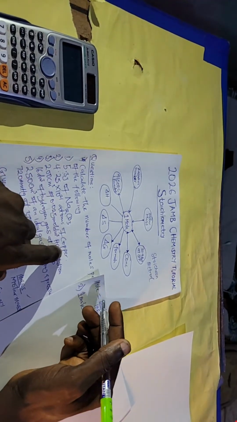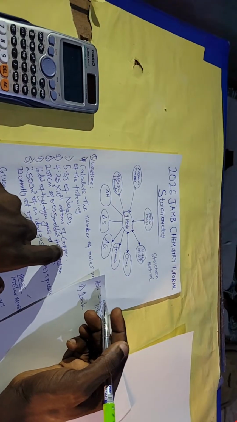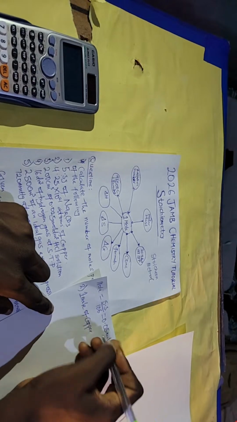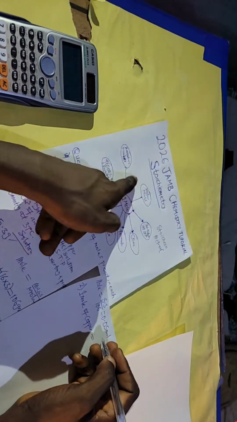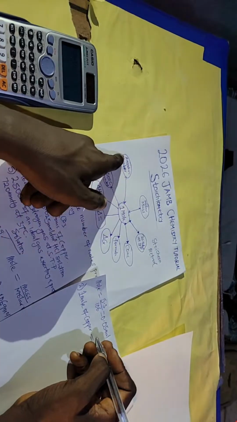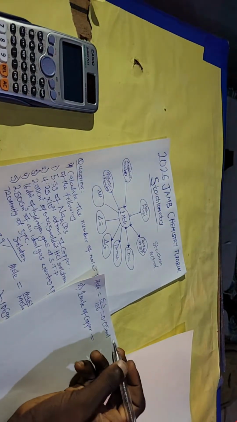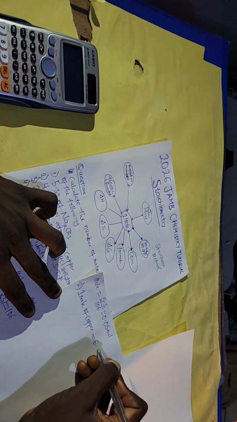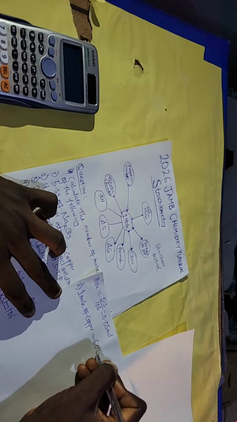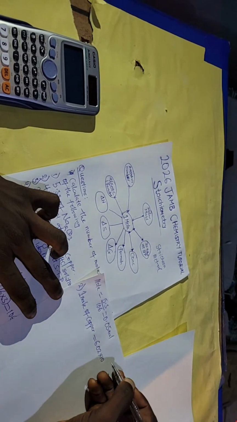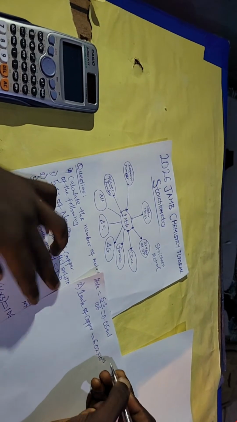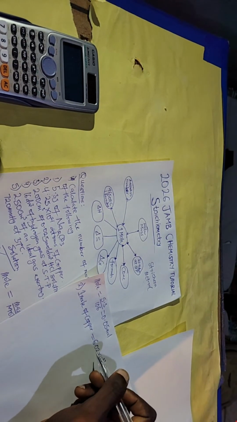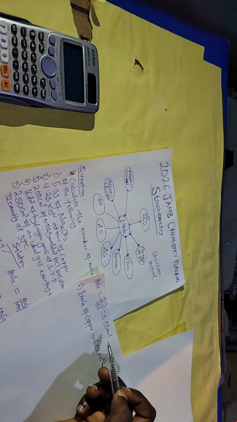Now, the substance we are dealing with here is copper. So I will say 1 mole of copper equals this, because 1 mole of any substance equals this. What is Avogadro number? Avogadro number is 6.02 times 10 raised to the power of 23. That is Avogadro number.